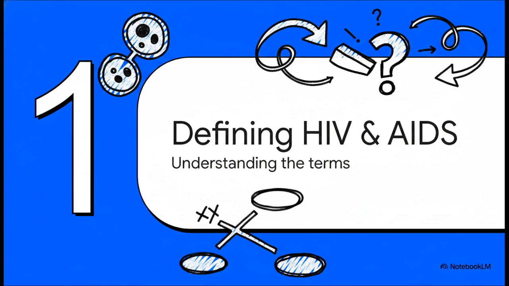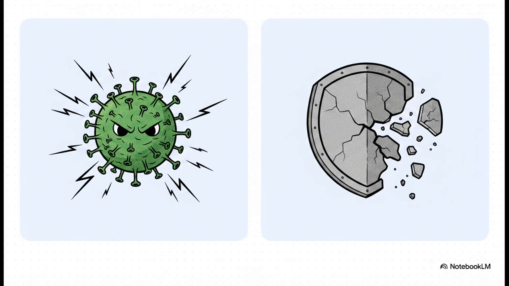To truly grasp what's happening, we've got to clear up a really common terminology mix-up right out of the gate. So people often use these two terms interchangeably, but there's a really critical distinction here. HIV, the human immunodeficiency virus, that is the actual physical virus itself. It's the physical pathogen that enters the body and zeroes in on your immune cells.